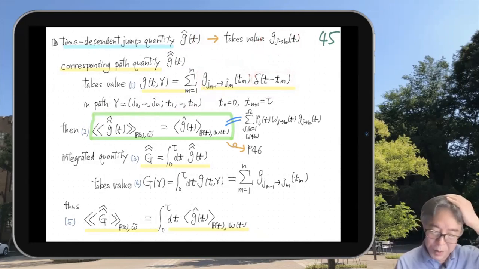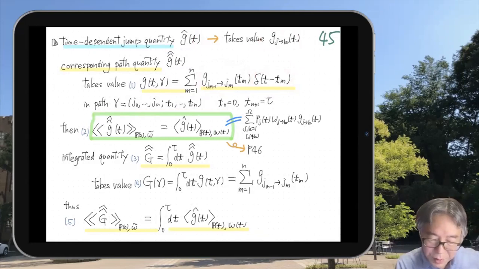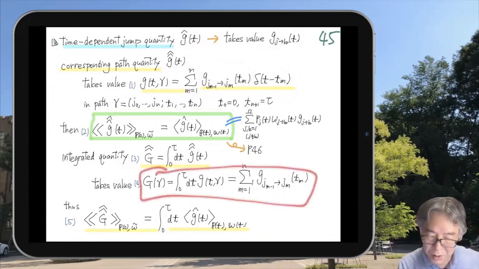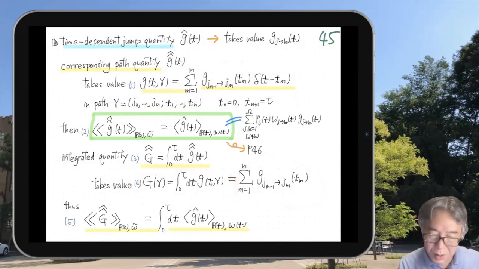Probably it's not very easy to understand this immediately, but later we look at this integrated quantity, and you will see that this is more natural. You will see the naturalness later. Anyway, we define it this way, and then we have this nice identity.